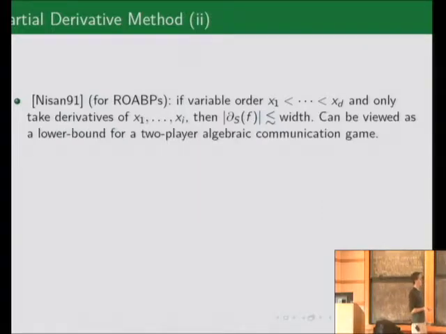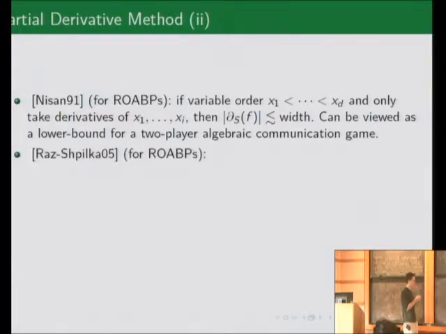And one way of thinking about this, which is slightly, maybe, non-standard, is you can think of this as a two-player algebraic communication game, where in some sense I hold the left half of the variables, you hold the right half of the variables. We're communicating via the ABP, and if you think about communication complexity and rank, maybe it's not surprising that this relation holds.